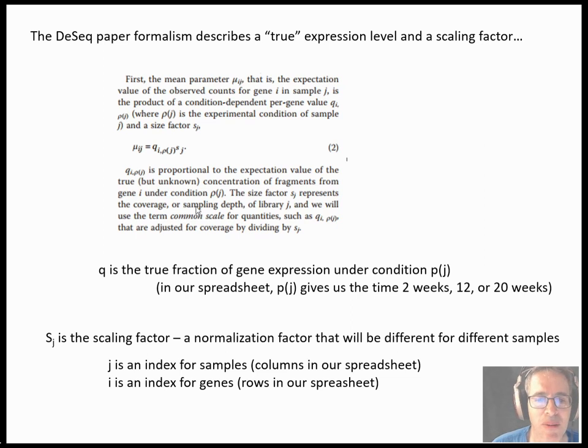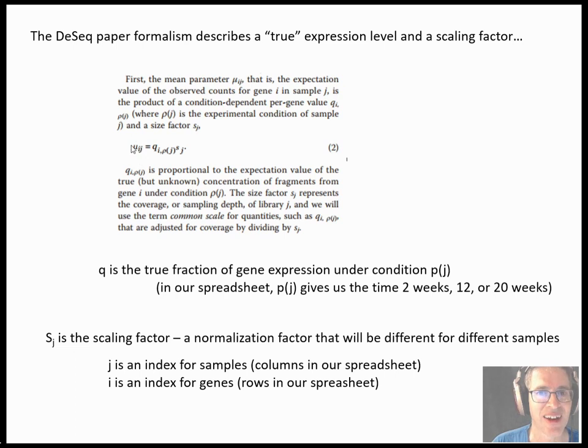So in the DeSeq paper, they are going to define these values mu. Right, so this mu here is going to be equal to some unknown value, which is the true fraction of the gene expression. Right? So Q is some value between 0 and 1, and that represents the true fraction of the gene expression, times some scaling factor, and the scaling factor is what has the number of sequences per sample. Right, so the average mu is what you would observe.